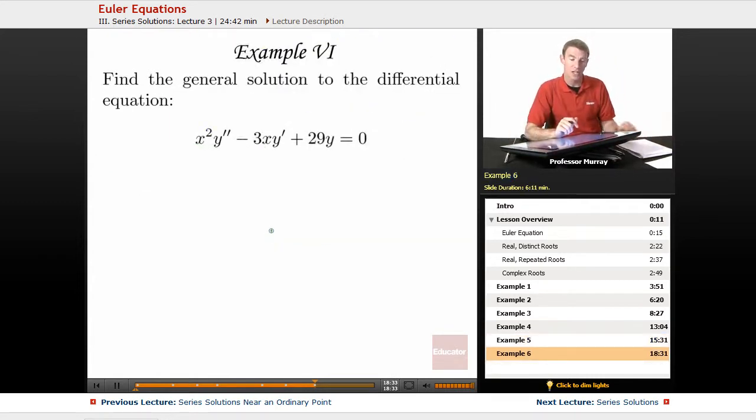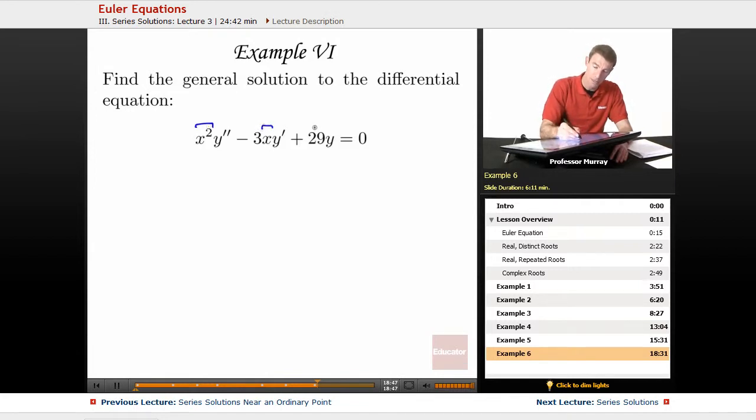So in example 6, we've got the differential equation x squared y double prime minus 3x y prime plus 29y is equal to 0. As before, look at this, and we've got x squared, x to the 1, and x to the 0. That means it is an Euler equation, so we can use what we've been learning in this lecture. So we're going to identify our alpha and our beta.